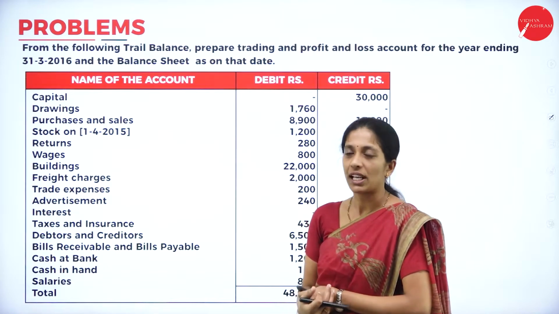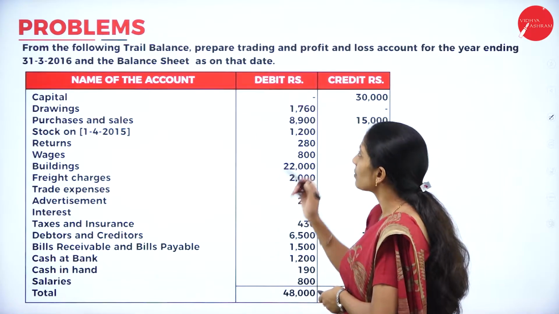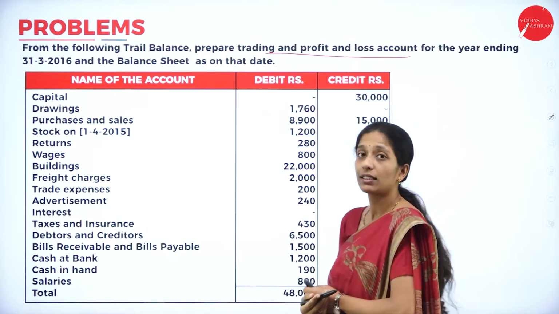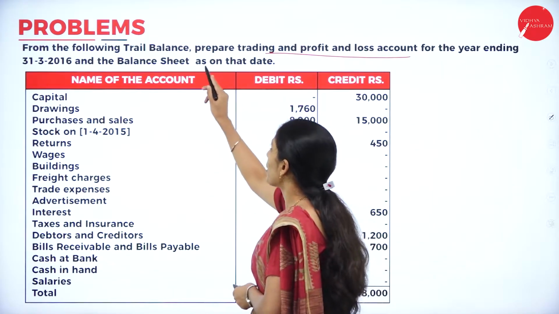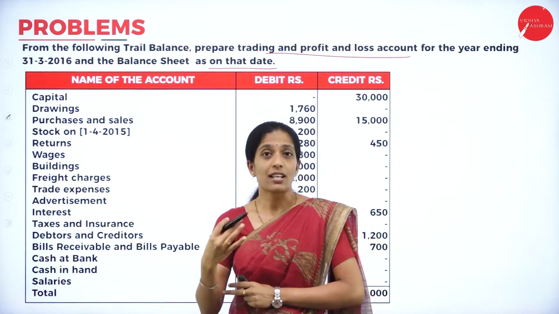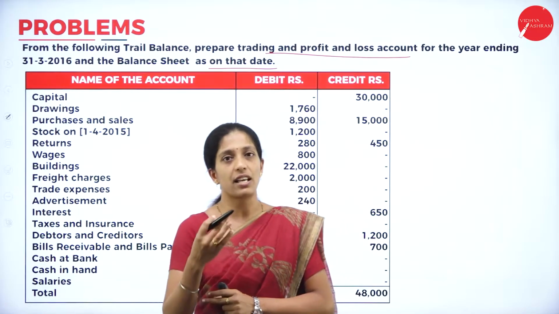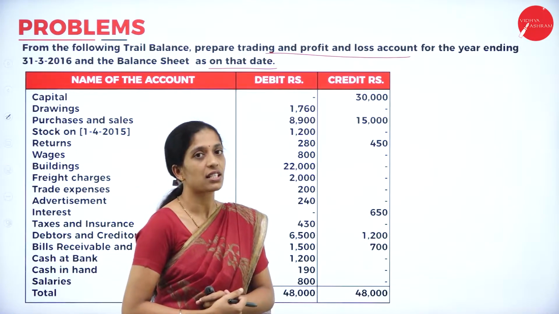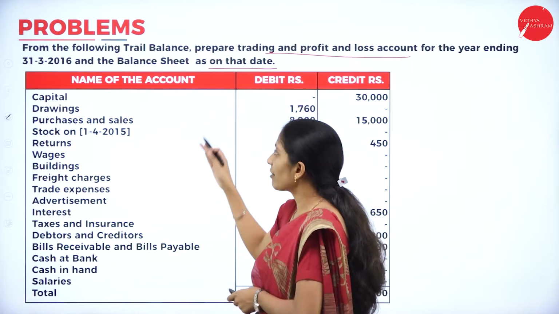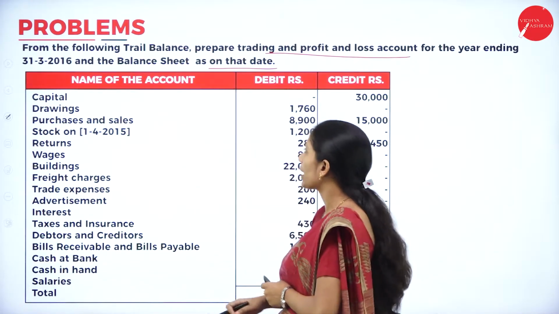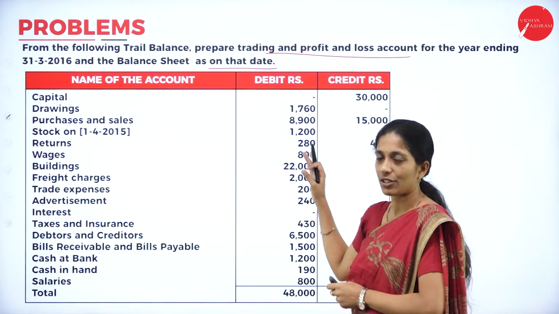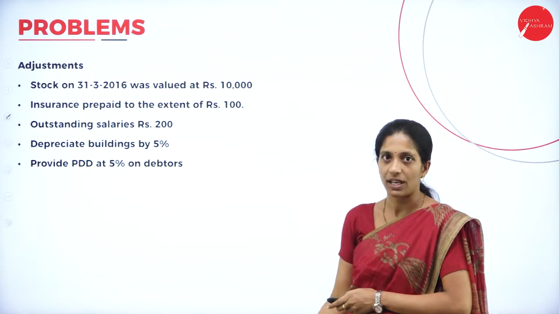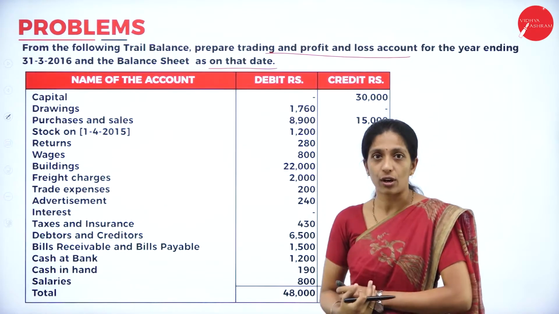Go through the problem here. From the following trial balance, prepare the trading and profit and loss account for the year ending 31st March 2016 and the balance sheet as on that date. They are asking us to prepare the financial statements, that is, the trading and profit and loss account as well as the balance sheet, on 31st March 2016. They have given certain items here, the name of the account and debit as well as credit. This is a trial balance, and they have given certain adjustments.